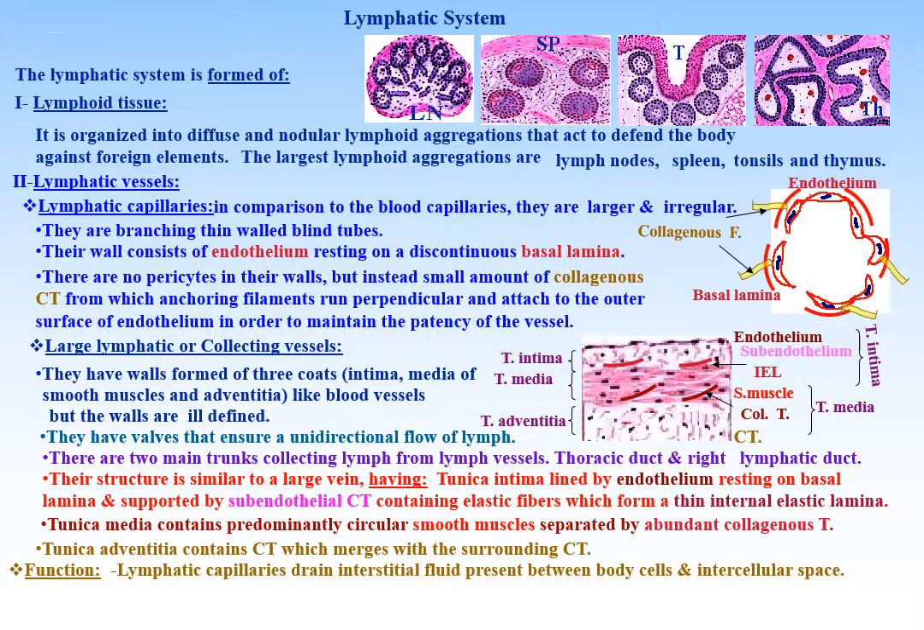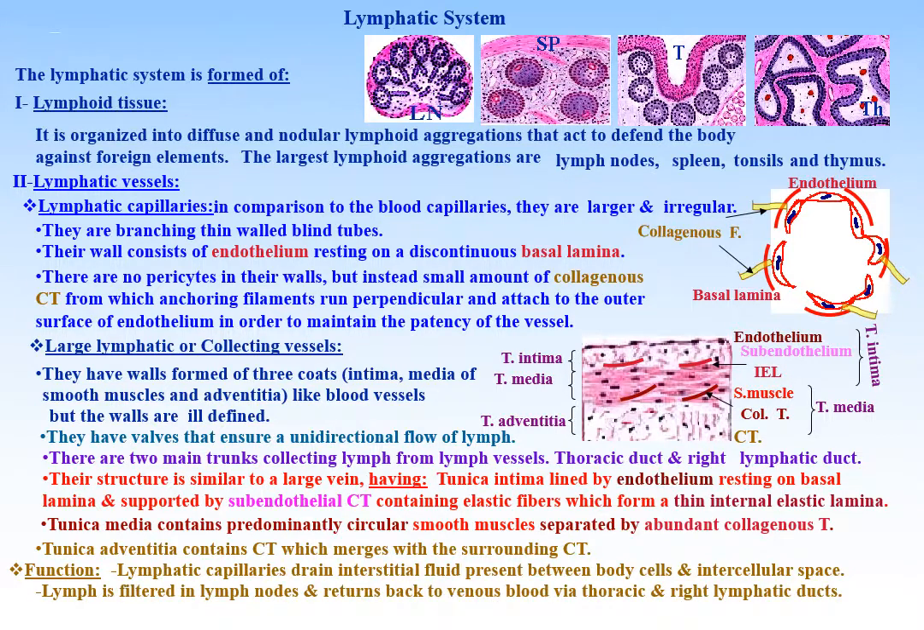Function of the lymph. Lymphatic capillaries drain the interstitial fluid present between the body cells and the intercellular space. The lymph content is filtered in the lymph nodes and returns back to the venous blood via thoracic and right lymphatic ducts. Chyle, however, is a lipid containing lymph drained from the intestine.